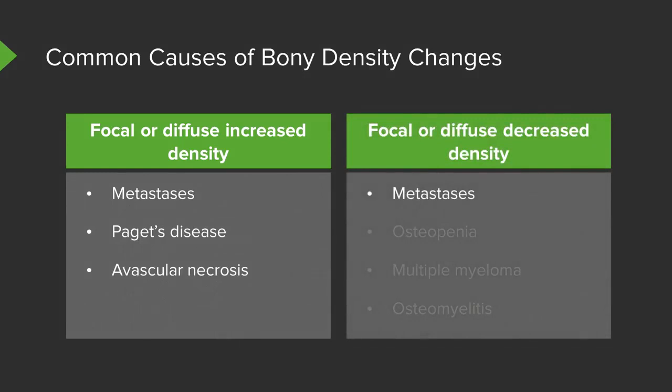Other causes of decreased density include, again, metastases, and it depends on whether the metastasis is lytic or blastic. So if it's a blastic metastasis, that usually results in increased density. If it's a lytic metastasis, that will result in decreased density. Osteopenia can also be focal or diffuse, and that results in a decreased density of the bone. Multiple myeloma is another cause, and osteomyelitis.